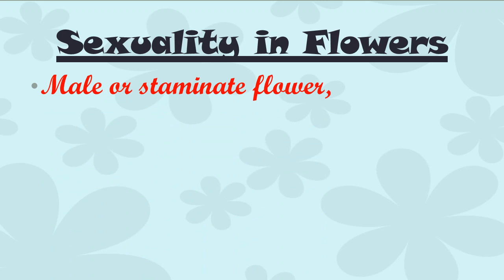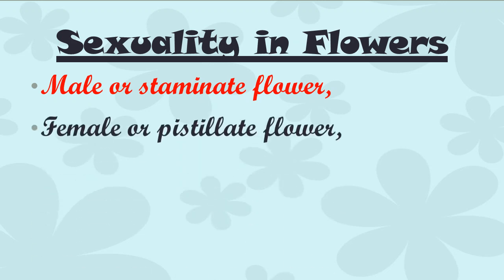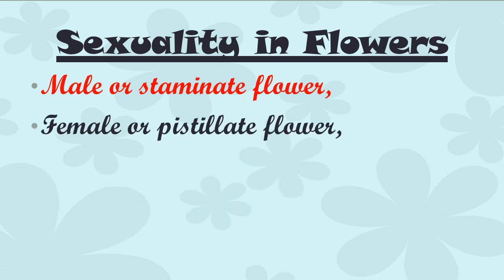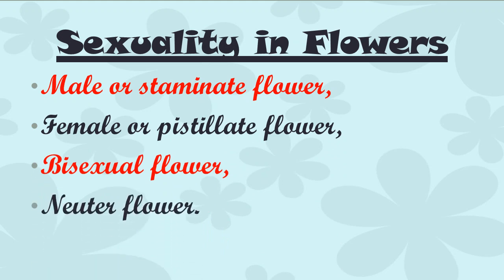Alright, so students, first we shall study about sexuality in flower. According to the sexuality in flower, the flowers are classified into the following types. First is male or staminate flower, second is female or pistillate flower, third is bisexual flower, and fourth is neuter flower. So let's study one by one about this.